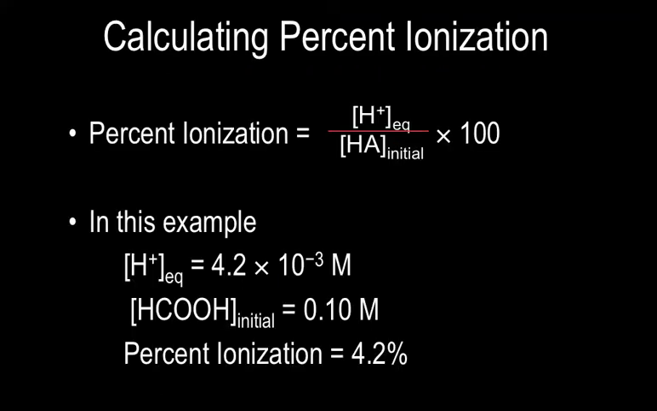The other thing we can do is we can calculate percent ionization. So that tells us to what degree the acid has ionized or dissociated. If you look at this, you're taking the H+ at equilibrium divided by the initial concentration of the acid. So it's showing what percent of that acid actually broke apart into H+. And then you multiply by 100 to get the percent. So in this example, my H+ at equilibrium was that 4.2 times 10 to the negative third. The initial concentration was 0.1. So for this one, my percent ionization was 4.2%.